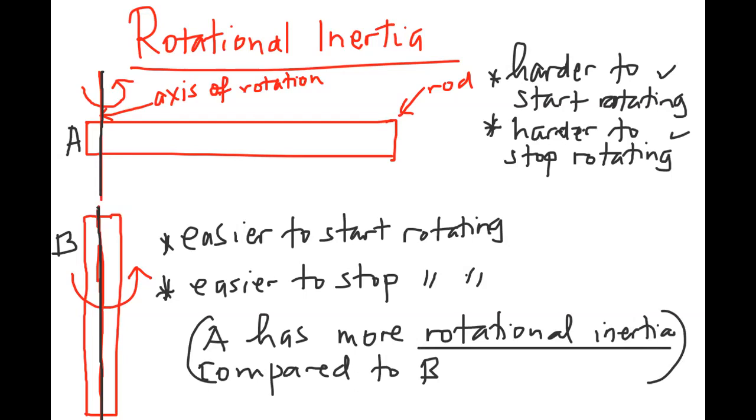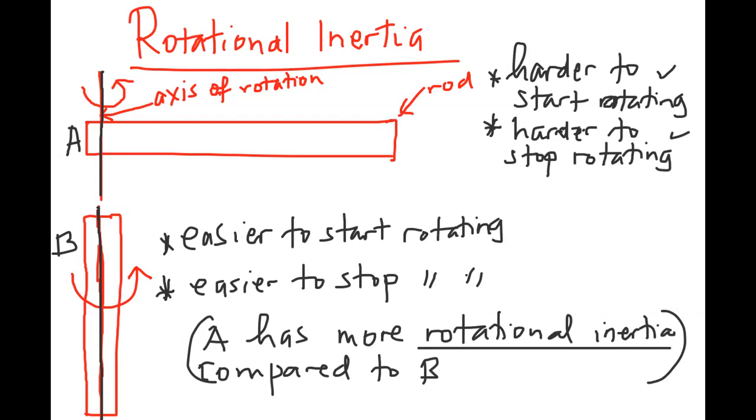Rotational inertia is just the tendency of an object to resist changes in rotation. It is a similar concept to inertia when we talk about linear or translational motion. So when we say rod A has more rotational inertia, we are saying it has a tendency to resist rotation. That's why it's harder to start rotating, and also harder to stop rotating, compared to case B.